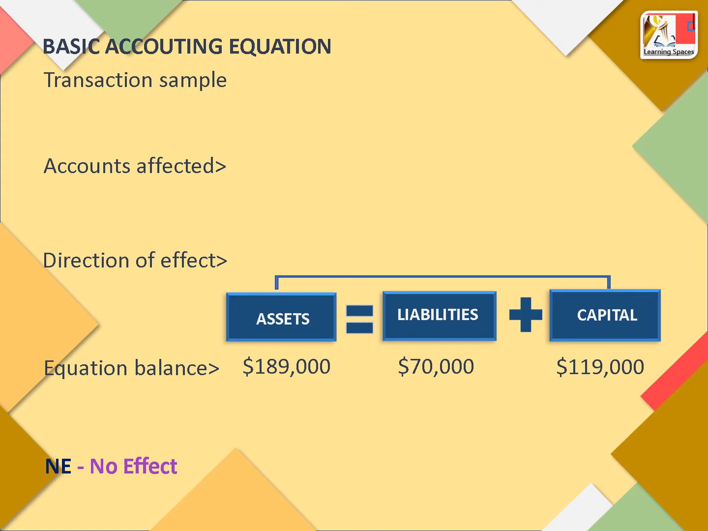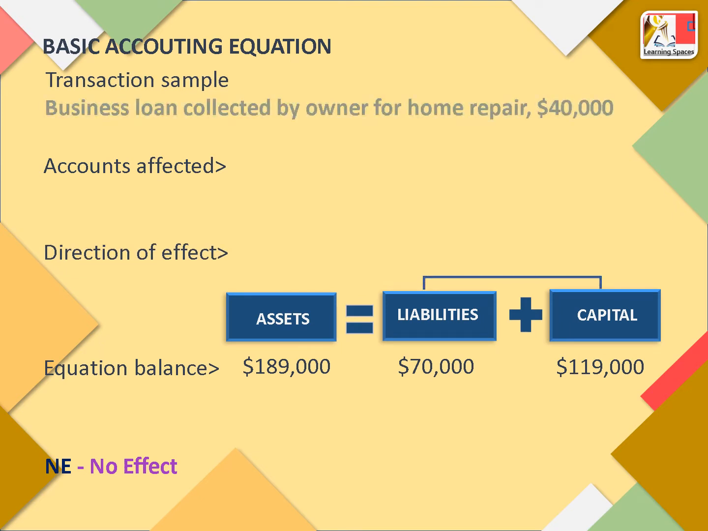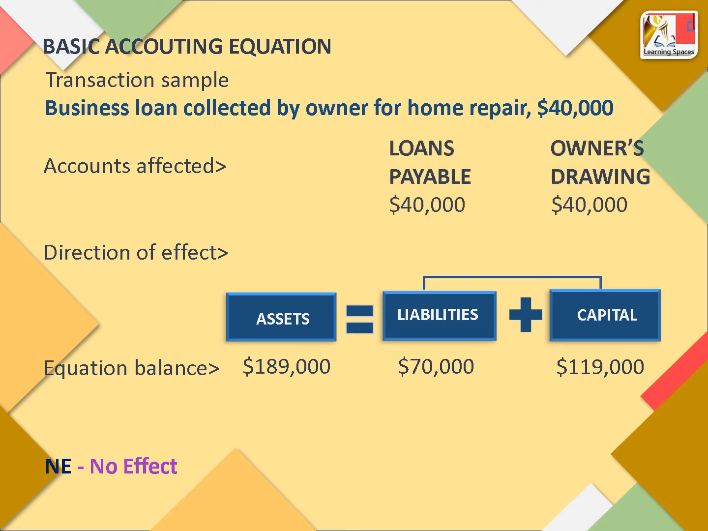Of course, you are asking, dude, what about liabilities and capital? Well, let us cover that for you. The relationship between liabilities and capital should be the opposite. Look at this one. Supposing the business borrowed cash from a bank, but then, the owner directly collected and diverted the amount for home repairs. The effect in the accounting equation should be an addition to liabilities, and a deduction to capital.